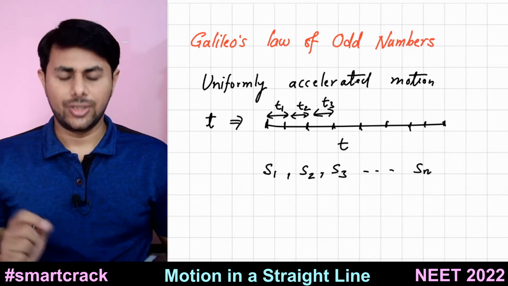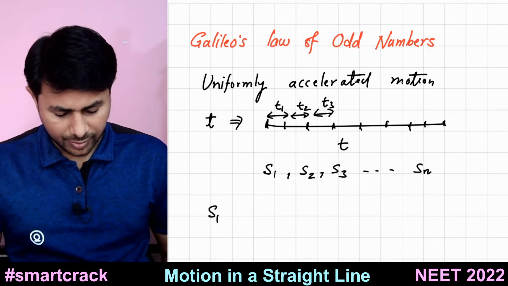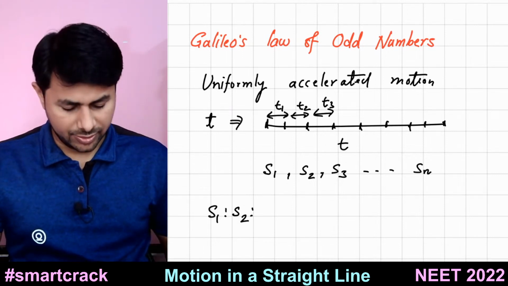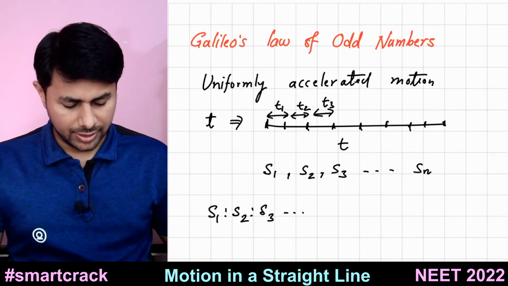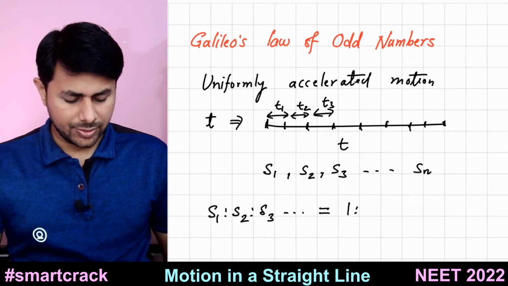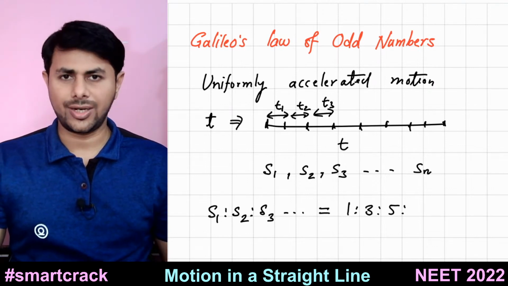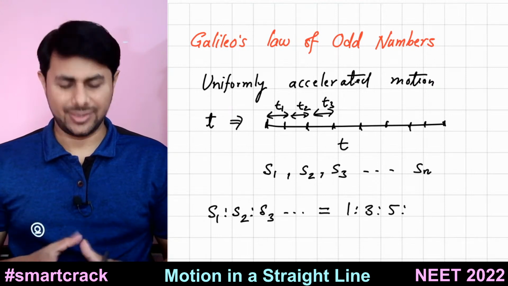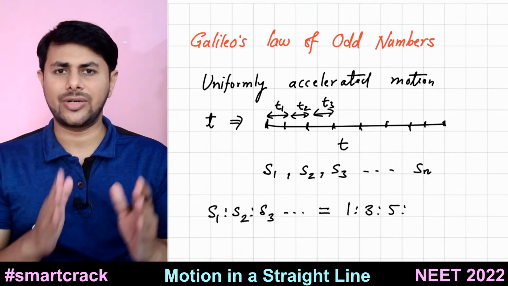Galileo's law of odd numbers gives us the ratio of these distances. So s1 is to s2 is to s3, and so on, is equal to 1 is to 3 is to 5 is to 7 and so on. So we need not solve for the distances, we get the direct ratio of the distances covered in equal time intervals.